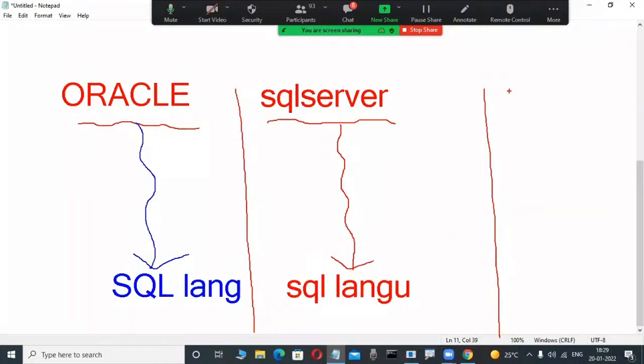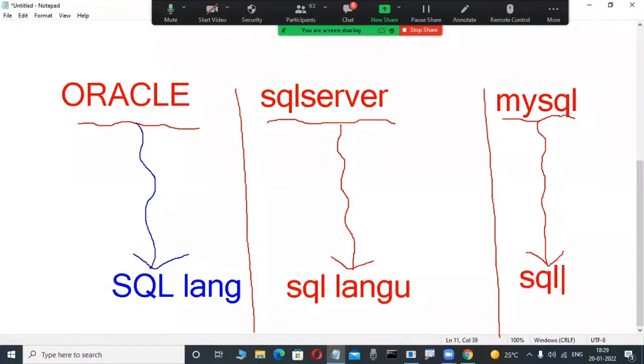Again, MySQL is also used by many people in my company. MySQL is a relational database product. Some employees in my company work on the MySQL product, which is open source. They operate the MySQL database also, and they use SQL as the language. So SQL is a universal language.